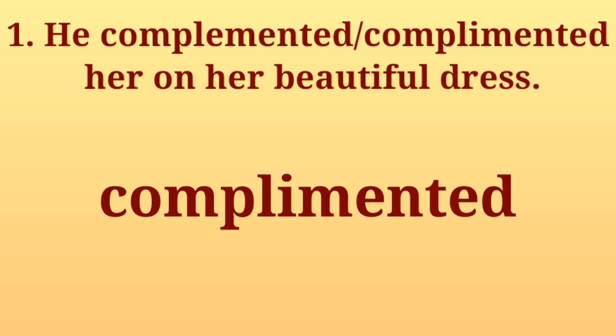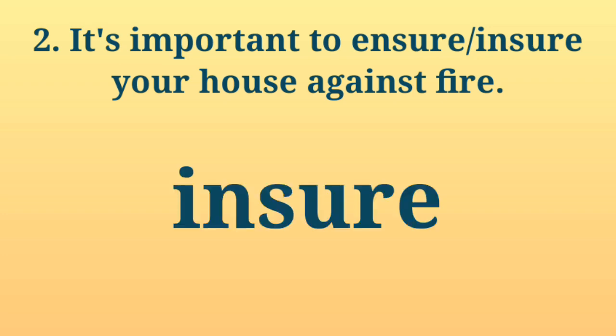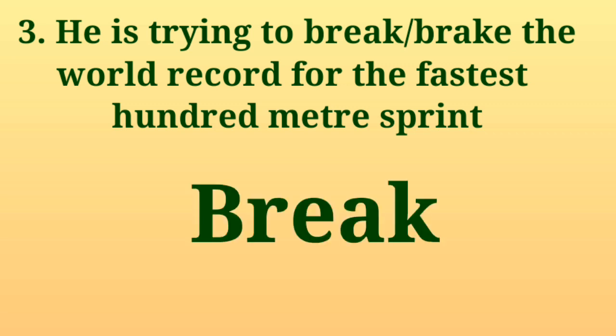If you thought this only, then good job. Next sentence is, it's important to ensure your house against fire. And the correct answer is ensure, as it means that he took insurance against fire. Next sentence is, he is trying to break the world record for the fastest 100-meter sprint. Think. And the correct answer is break.